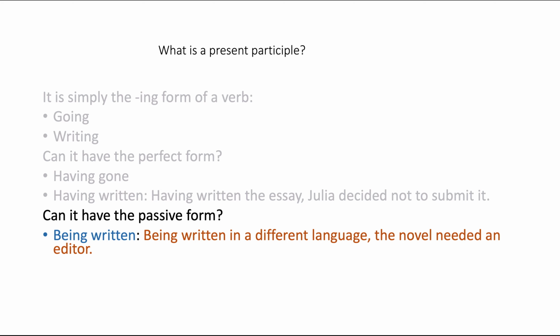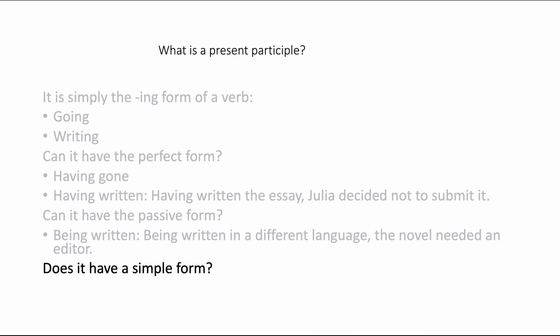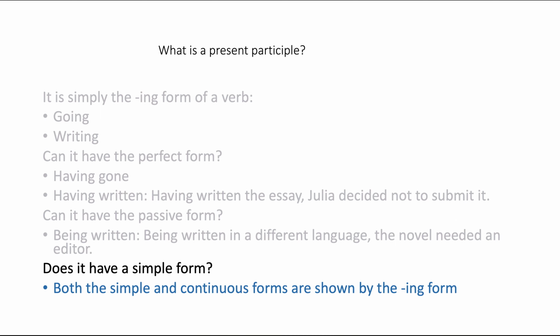So "being written in a different language, the novel needed an editor" is an example of this continuous participle. Does it have a simple form? Yep, that is the most common participle that we use. That is just the ing form of the verb. So we use this more commonly, and it can be used both for simple forms or continuous forms. And I'm going to talk about this in more detail through examples.